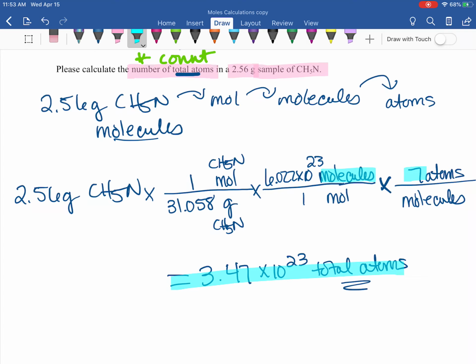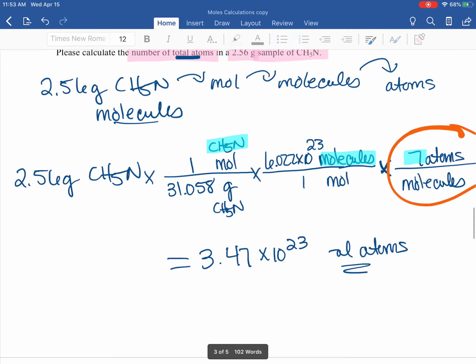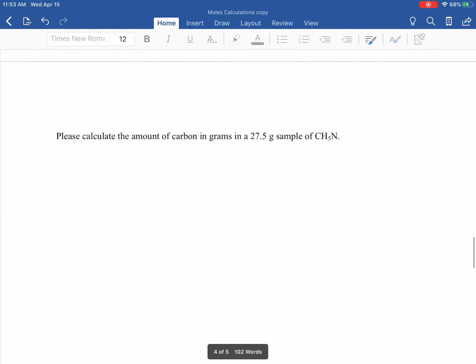All right, that's awesome. Did you see the difference there? Every one of those molecules has all 7 of those atoms in there. So you have to have that ratio in your problem. They are not the same thing. Okay, I love it. All right, let's do another one.